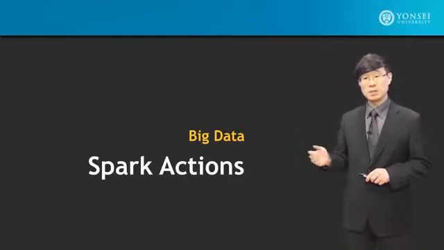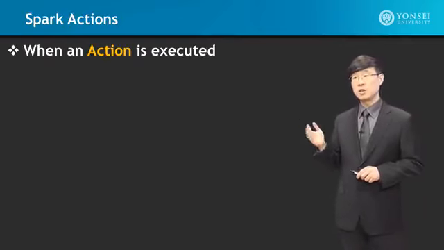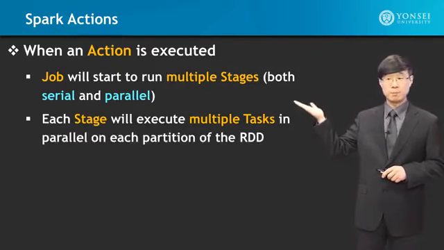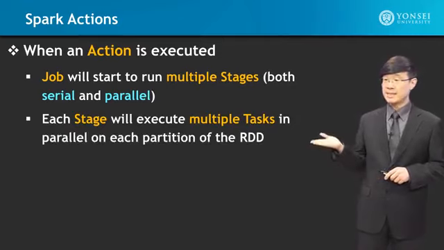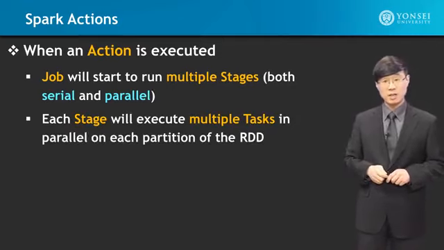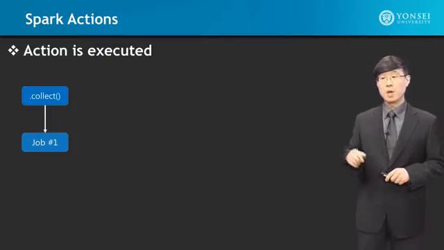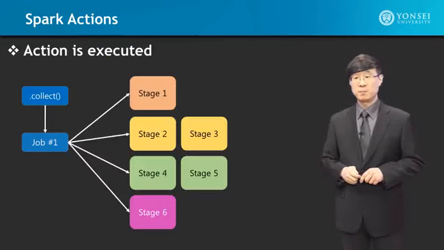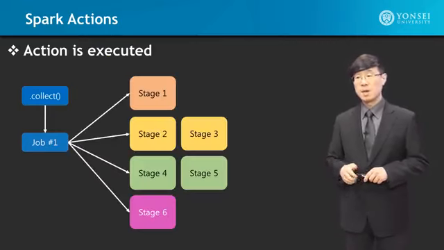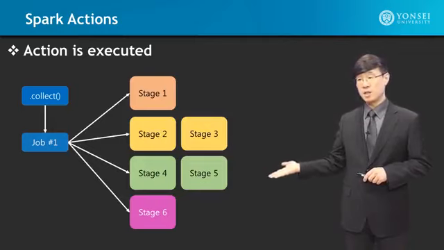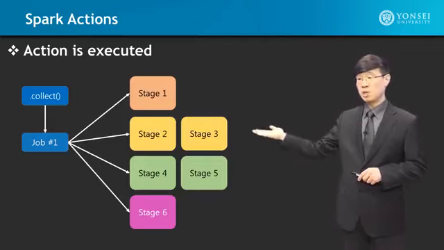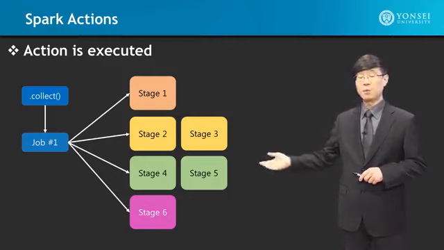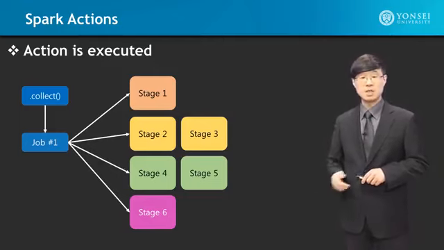Looking into Spark actions. When an action is executed, a job will start to run with multiple stages, both serial and parallel. Each stage will include multiple tasks running in parallel on each partition of the RDD. For example, when a collect action is executed, a job will be initiated to run that action. Then the job will be divided into multiple stages, where you can see stage 1, then stages 2 and 3, which are in parallel. Then stages 4 and 5 will run in parallel. And then there is stage 6 down there.